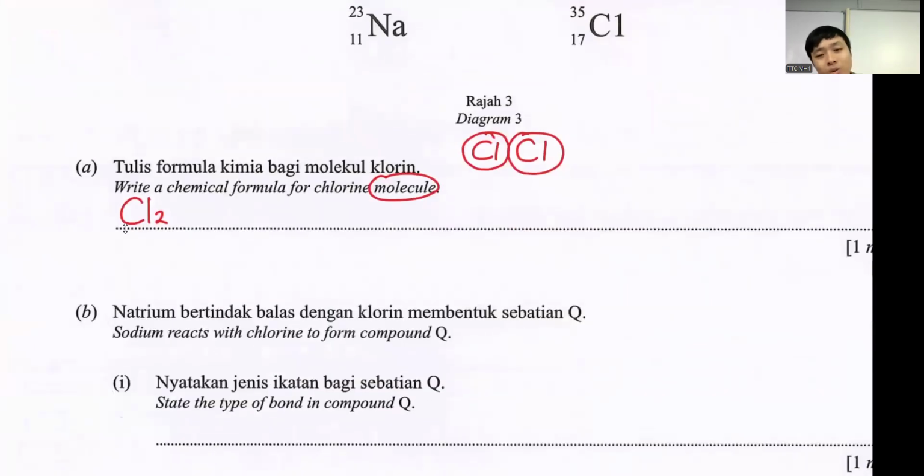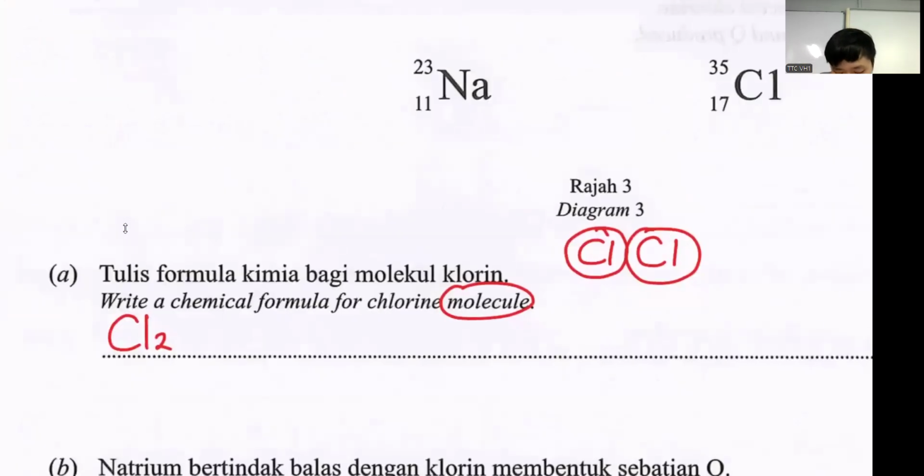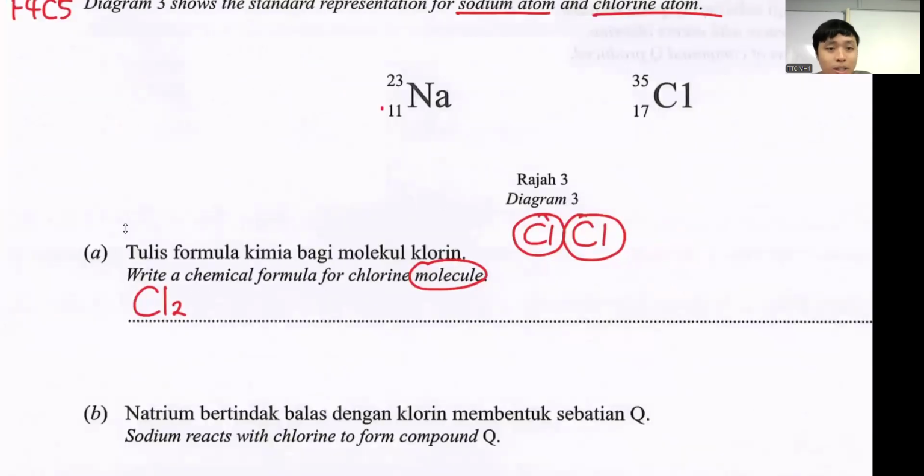All right, basic formula. Sodium reacts with chlorine to form compound Q. State the type of bond in compound Q. Okay, this one is classic. Normally, if you want to know what kind of compound or bond forms, you can check the electron arrangement. So sodium, what is the electron arrangement? If the proton number is 11, it is 2, 8, 1.